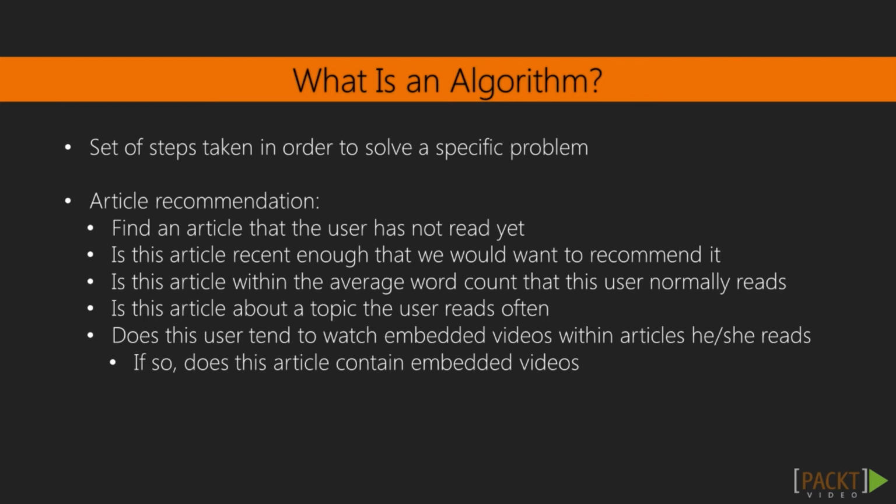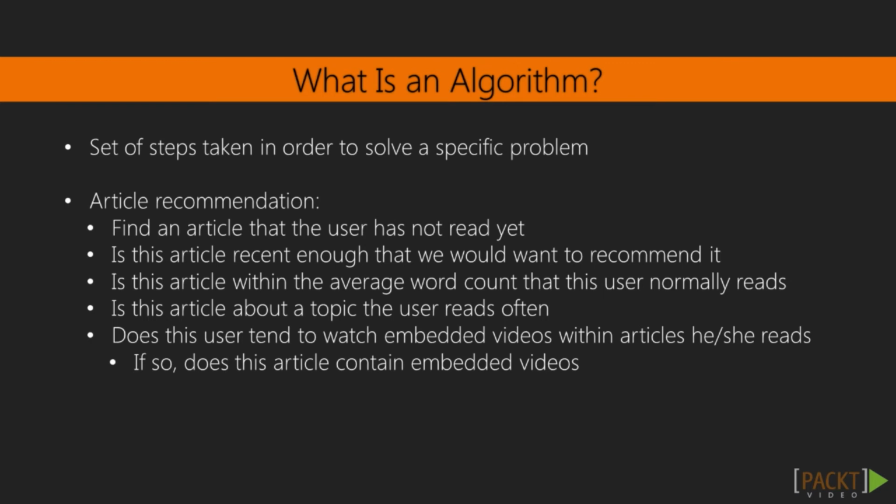For example, an algorithm that recommends news articles that a reader is likely to enjoy reading might include the following steps. First, we find an article that the user has not yet read. We then ask ourselves, is this article recent enough that we would want to recommend it? Is this article within the average word count that this user normally reads? Is this article about a topic that the user reads often?